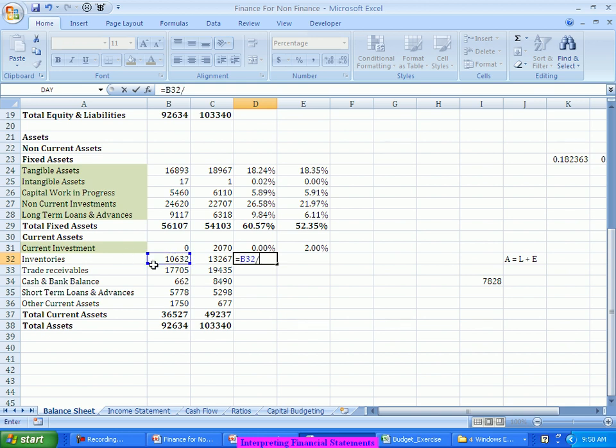Now this is the most important aspect, inventory. 11.4% of the total assets was in the form of inventory in the first year, and in the second year it became 12.84%. Inventories have gone up by almost 1.5%. Right, which means the company is stocking more and more of the goods for every 1 rupee of the asset. Inventories are getting stocked up more and more.